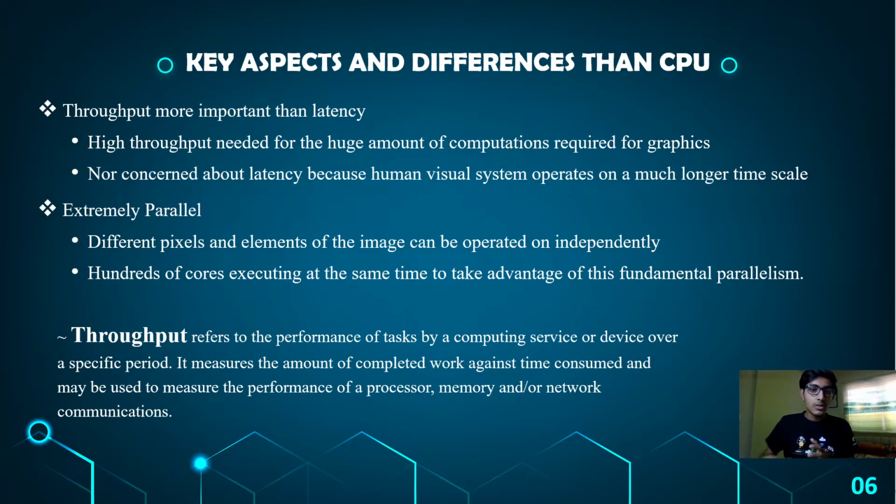So coming to throughput. What is throughput? Throughput refers to the performance of tasks by a computer service or device over a specific period. So this shows how a GPU can be used to boost the performance of a processor, memory or network communications, wherever it will be used.